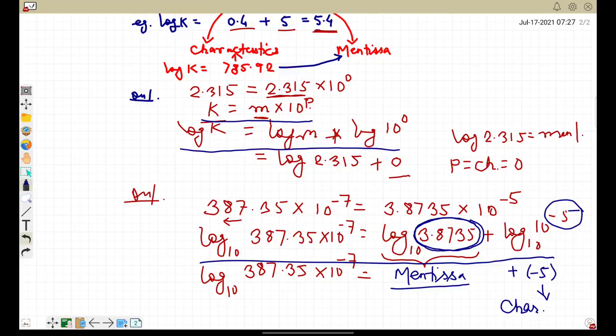So you can check in the next video how we can apply the concept of characteristics and mantissa to find the value of any log. Using this concept, we can easily find log values.